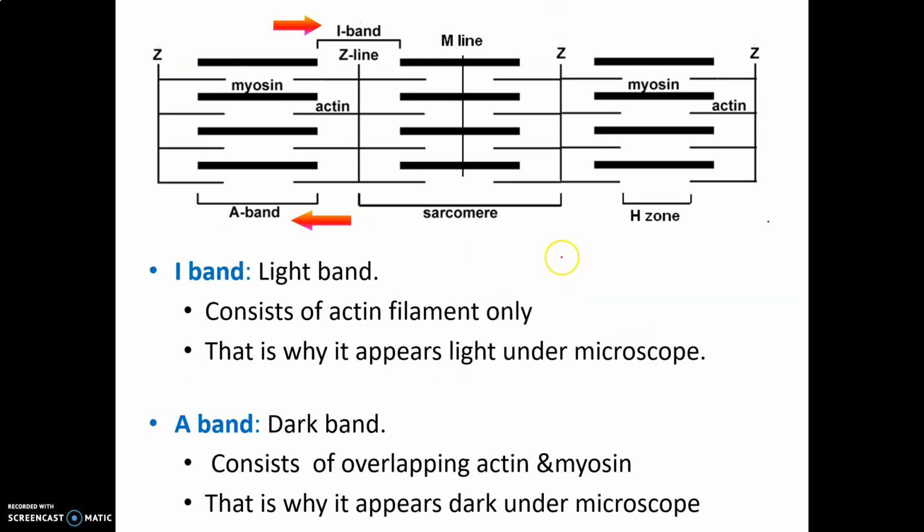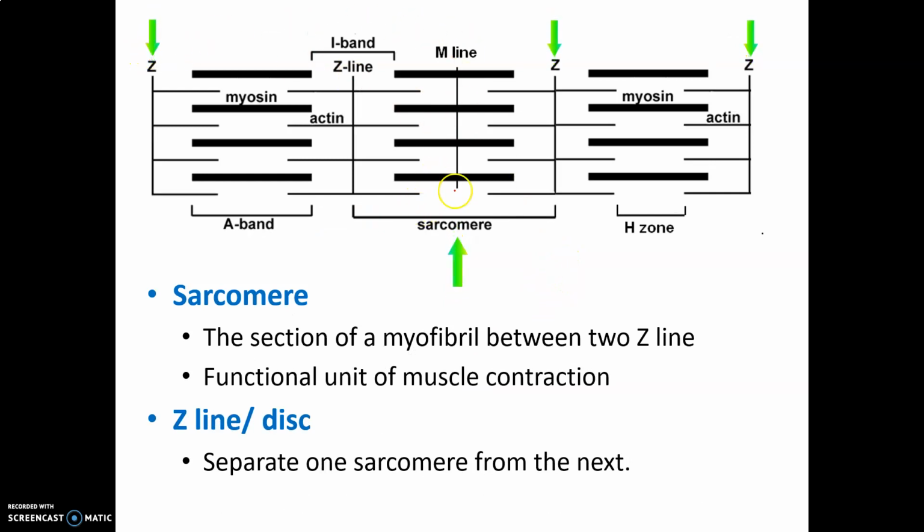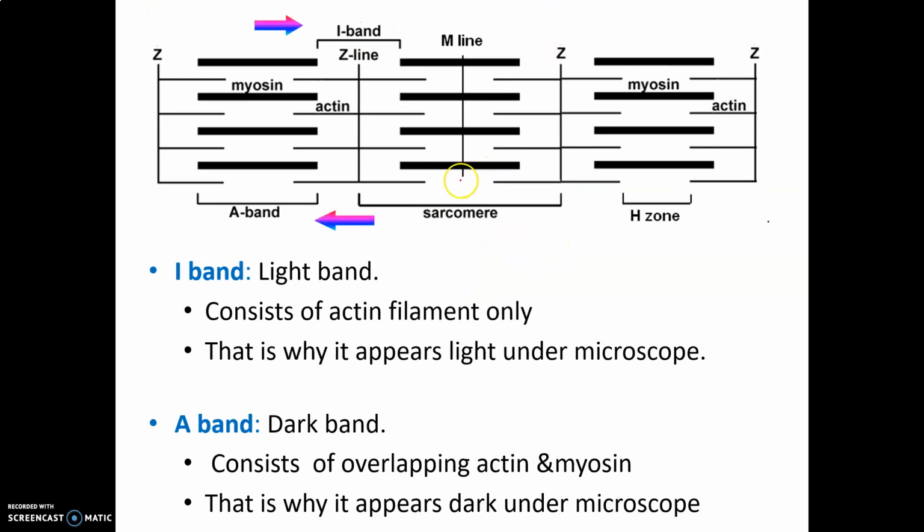Okay, dan itulah dia, kalau you boleh nampak ini Z. Okay, and then sarcomere is this one. Dan kalau kita tengok I band adalah light band, okay, from the word light, consists of only actin filament. That is why it appears light under microscope, sebab actin itu nipis. A band pula consists of overlapping actin and myosin, and dia appears dark under microscope because ada dua lapis ni, that's why dia appear sangat-sangat dark.